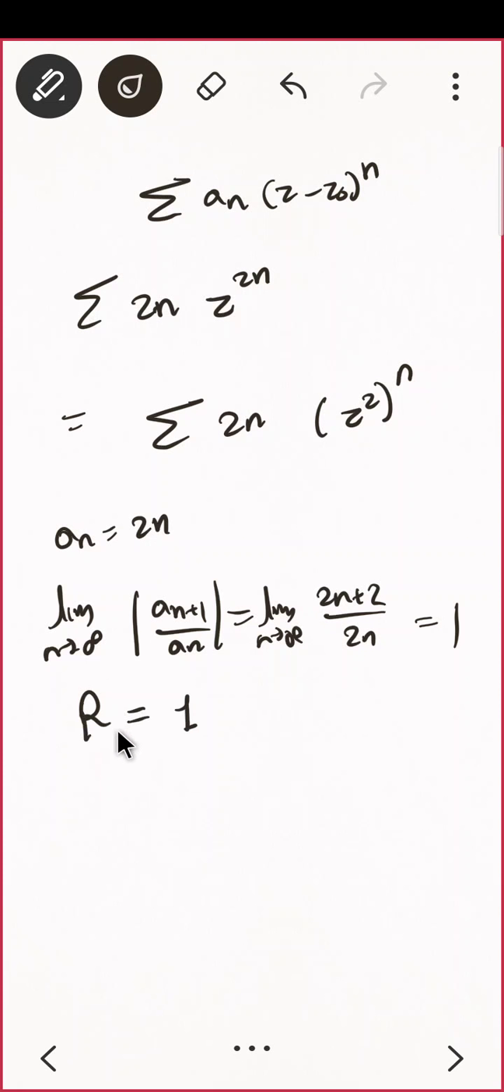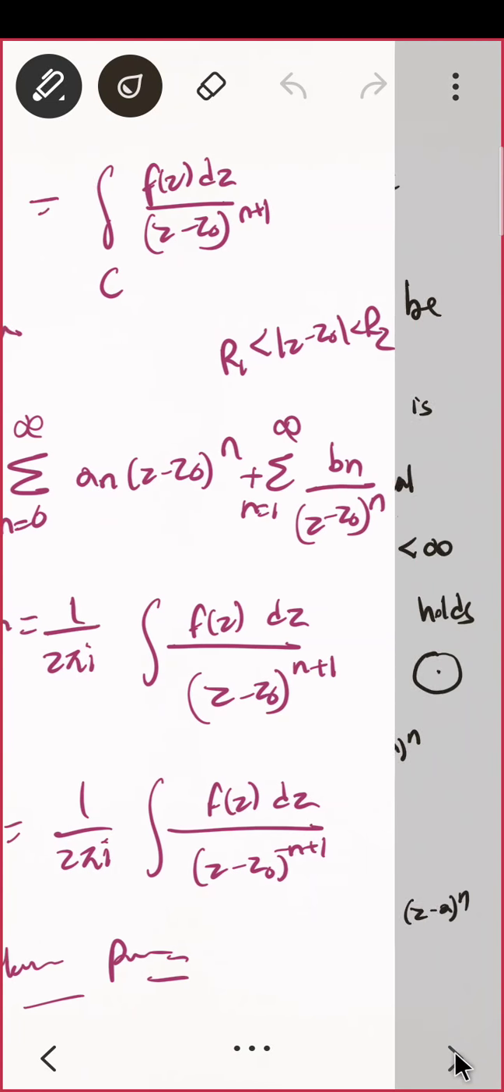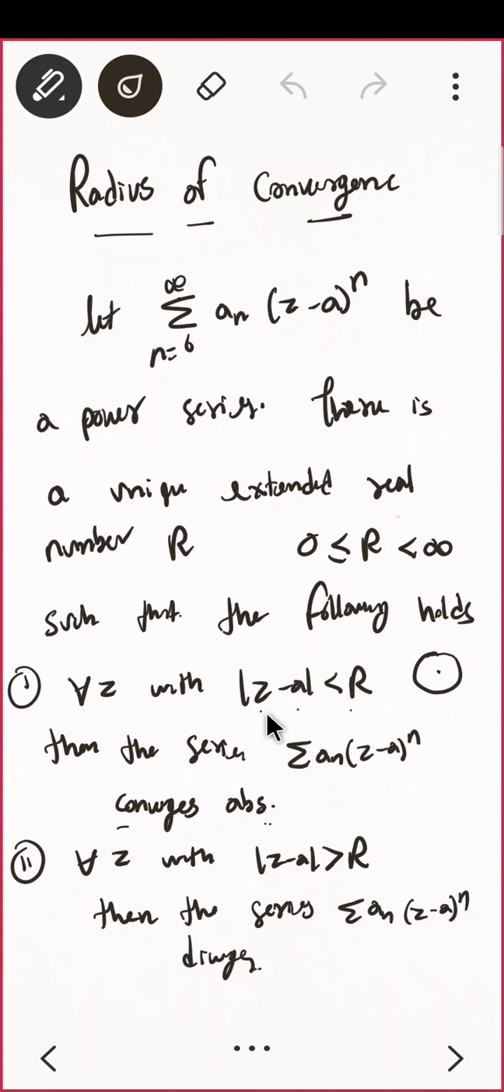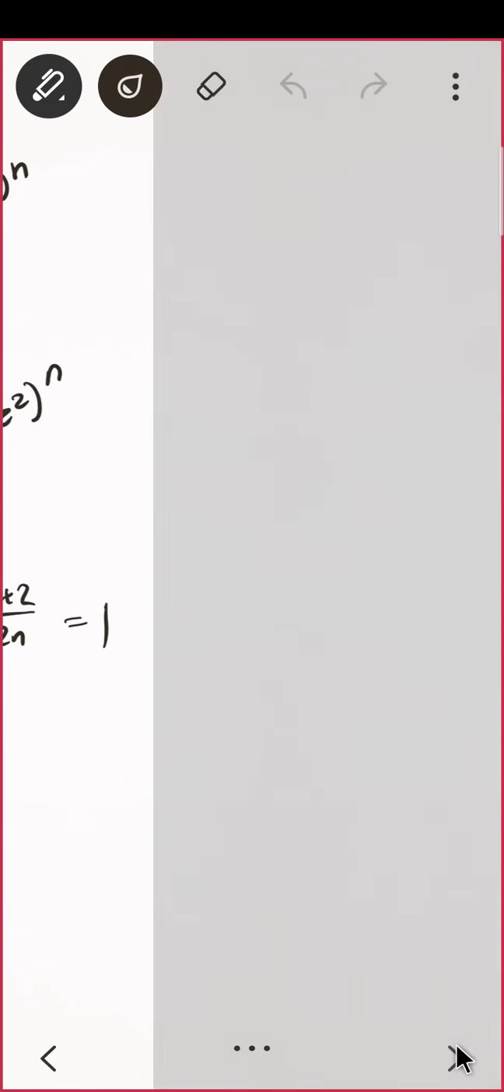And this is the radius of convergence. In the question they were actually asking only the radius of convergence, so this is my answer: the radius of convergence is 1. But if somebody asks you what is the interval of convergence, that means what? You go back to the first thing. What is this? This is called the interval of convergence: mod of z minus z naught less than r, that is the inside part of the circle. So for all the cases we can find the interval of convergence also, but here they were just asking about the radius of convergence, so no issue.